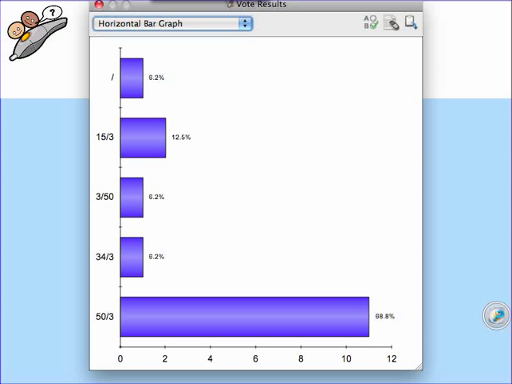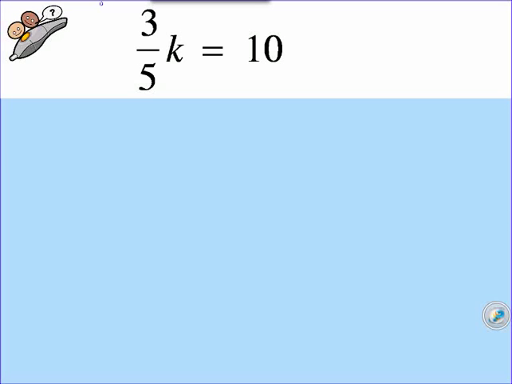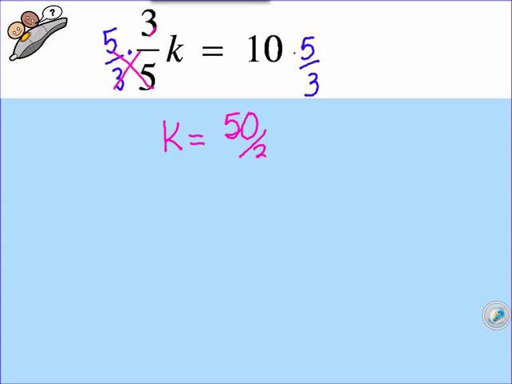So your answer, 50 over 3, you think that's right? Let's see. Here I'm going to take that times 5/3. On the left, they end up canceling, and I get K equals, on the top 10 times 5, which is 50, divided by 3. Very good. And you can't reduce 50 over 3 down. So that was the answer.